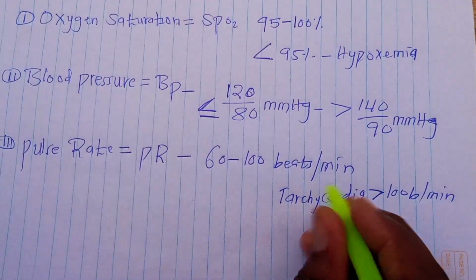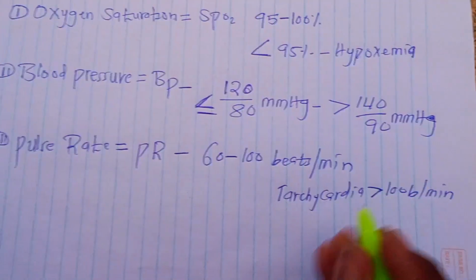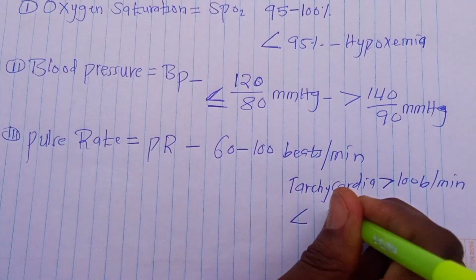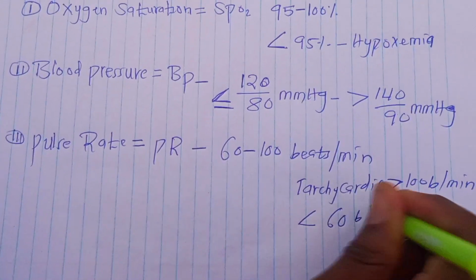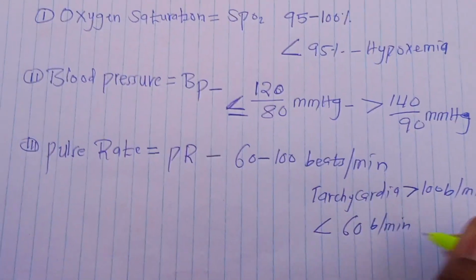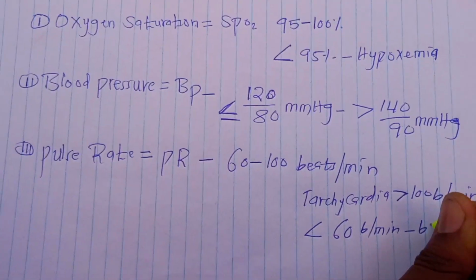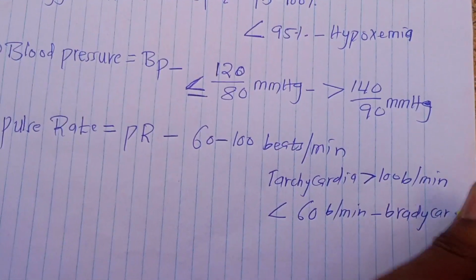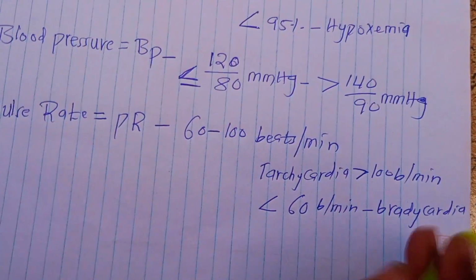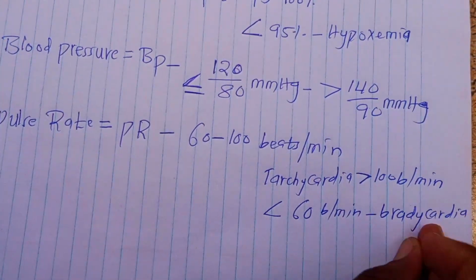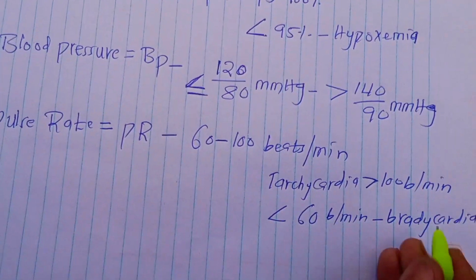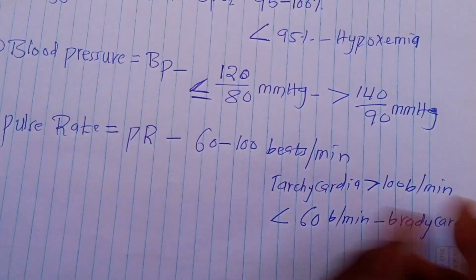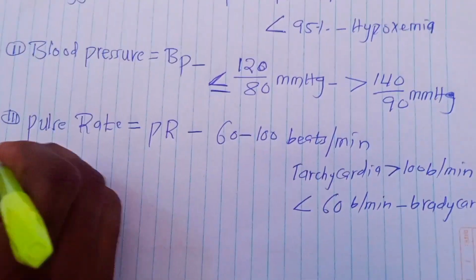We also have a low pulse rate. A low pulse rate is a reading that is less than 60 per minute, and this is called bradycardia. So bradycardia is a low pulse rate, any value less than 60 per minute.